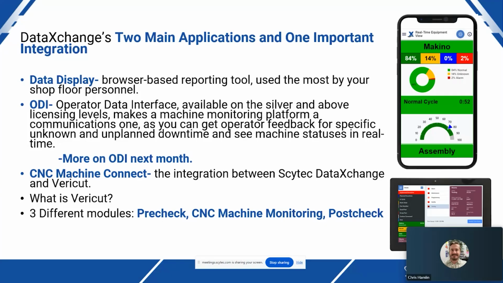So with CNC Machine Connect, there's 3 different modules inside of this integration, including pre-check, which is basically the ability to check to make sure that things that are set up parameter and setting wise on your actual CNC machine match what is in the Vericut digital twin. Next up, we have the CNC machine monitoring module inside of Vericut. And that is more of a live streaming feature where you can check all of the offsets and G-code as it populates inside of Vericut as it's cutting live.